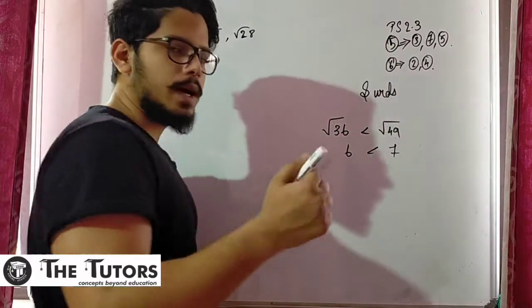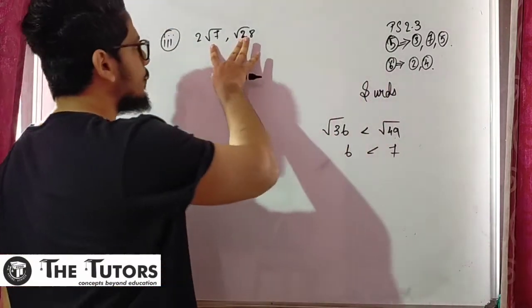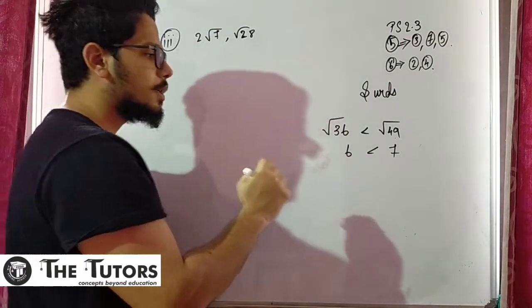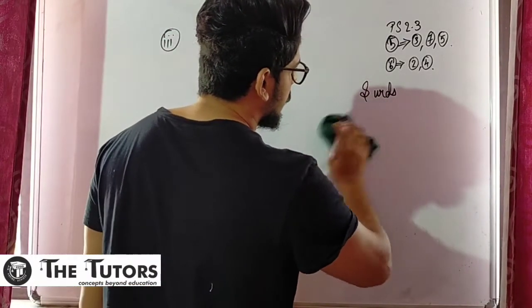So the 5th question is comparing the following surds. Comparing the following surds means you have to simplify these terms and then say which surd is bigger, which surd is smaller, or which surd is greater than or lesser than the other one. So let's start.